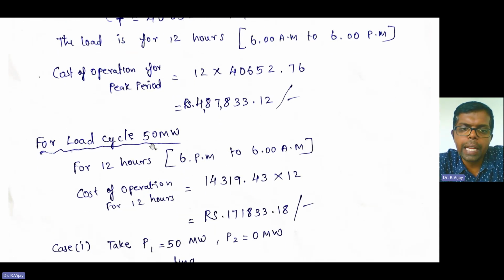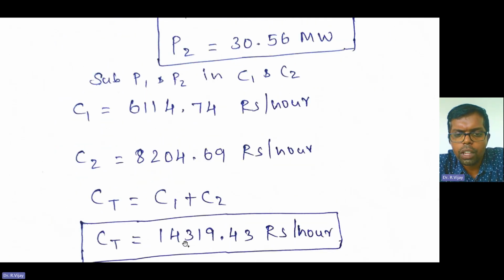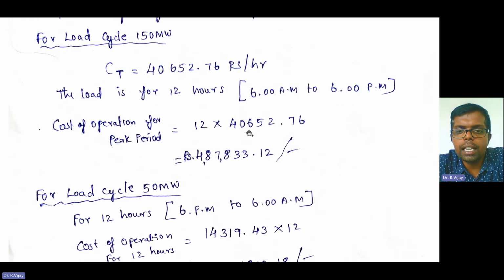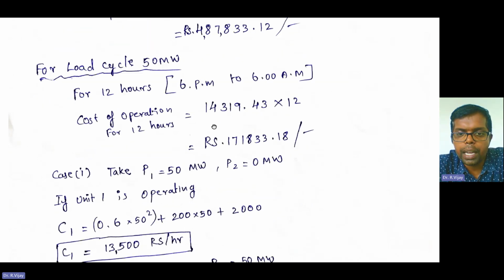Next, for the load cycle 50 megawatt, it is again 12 hours, from 6 p.m. to 6 a.m. We already calculated this total cost, 14319.43 rupees per hour. Here we are just multiplying with 12 hours, so we get the total cost of operation for that 12 hour period, from 6 p.m. to 6 a.m., as 1,71,833.18 rupees. That is the cost for 12 hours of operation when the demand is 50 megawatt.